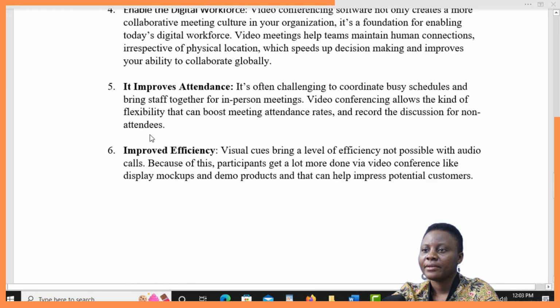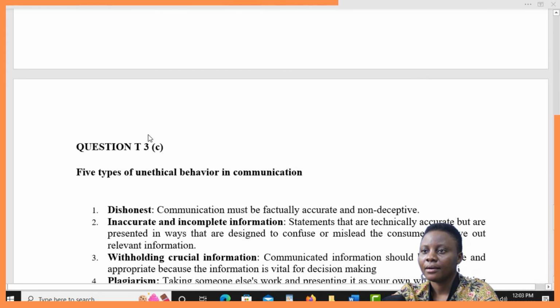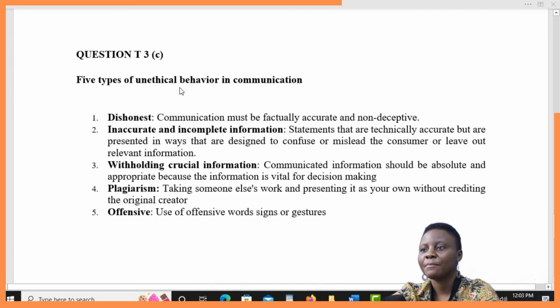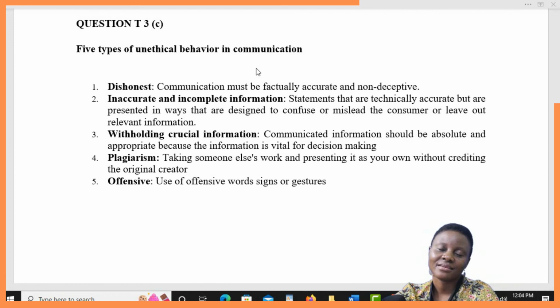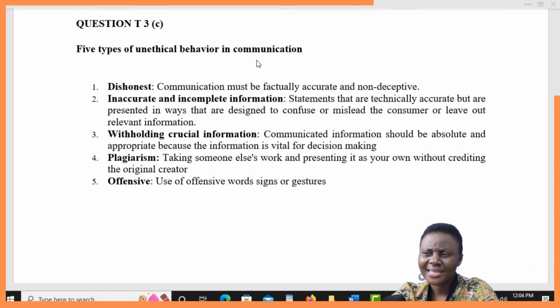And then we have 3B here. 3B, 5 types of unethical behavior in an organization. When you talk of unethical behavior, what comes into your mind? Something that goes against the rules or the policies of the organization as far as communication is concerned. So what are these unethical behaviors when it comes to communication?